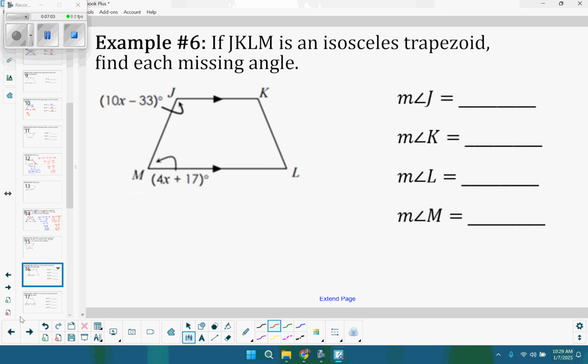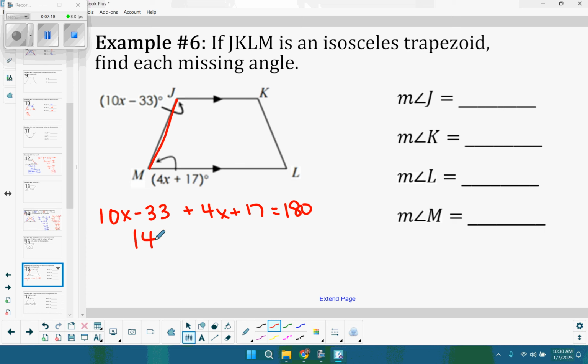For example 6, we're looking for all 4 angles in the picture. So the 2 that I'm given share a leg, so they're supplementary. So we're going to add 10x minus 33 plus 4x plus 17 to equal 180.